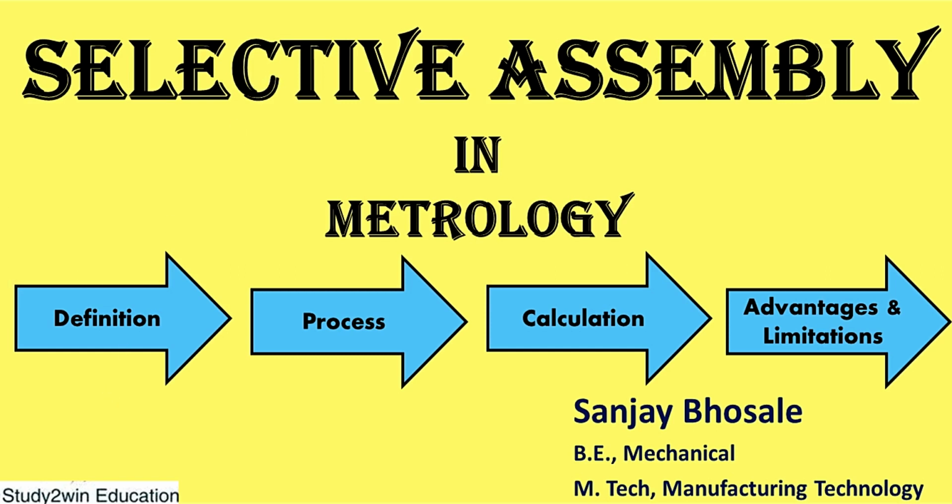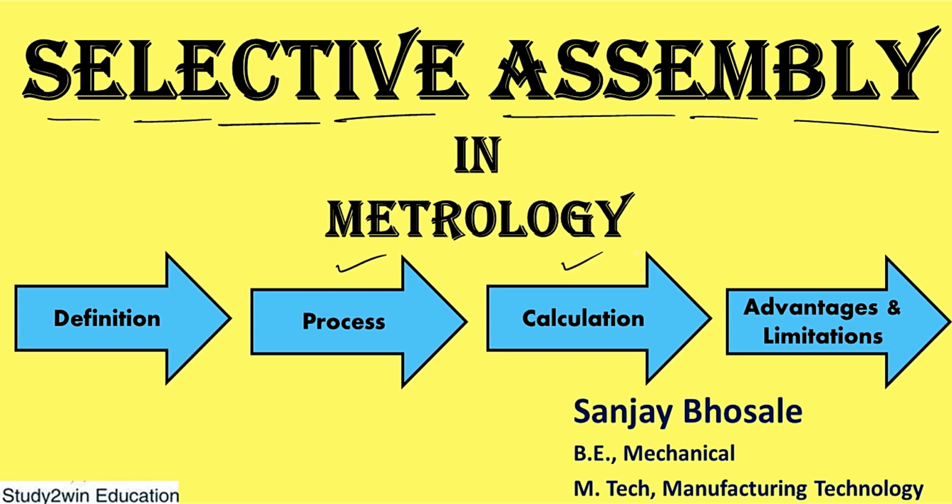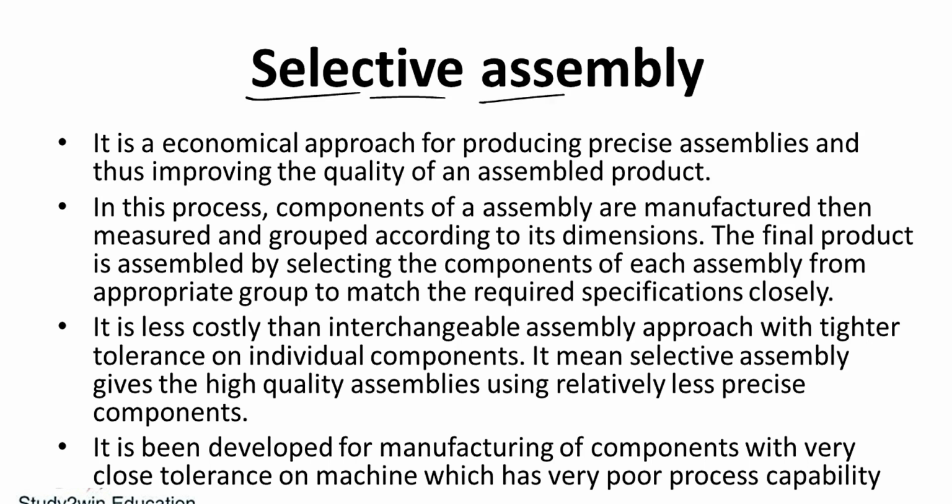In this particular lecture of Metrology and Quality Control, I am going to share knowledge on selective assembly. In metrology, I'll be talking about the definition of selective assembly, what is meant by selective assembly, how to perform selective assembly in industry, and what the calculations related to selective assembly are. I will take one numerical on selective assembly, and then cover the advantages of using selective assembly. Similarly, what are the limitations of using selective assembly. Lot to know. Let's start with the topic called selective assembly.